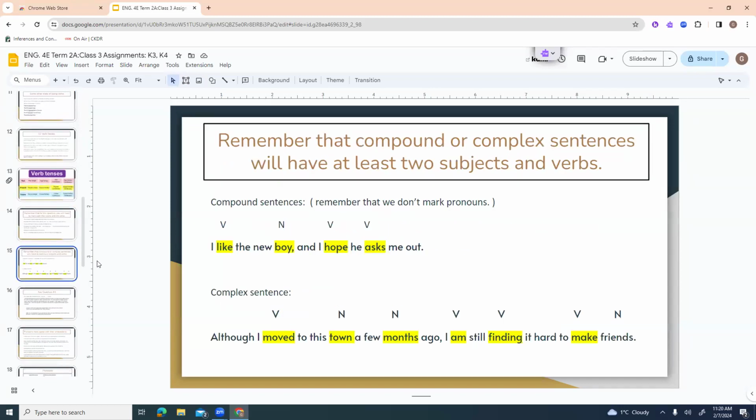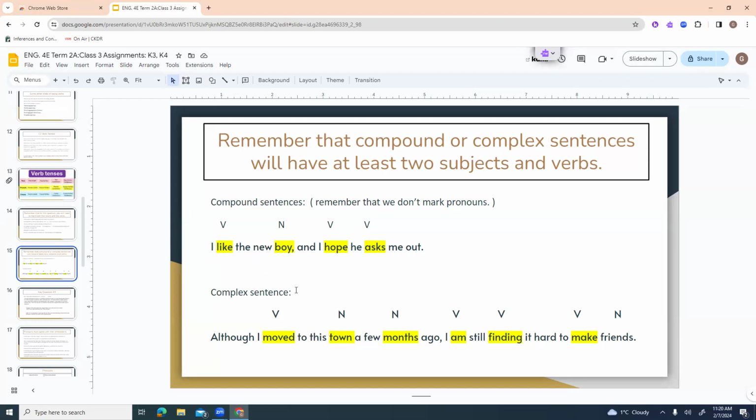There we are. Remember that compound or complex sentences will have at least two subjects and verbs. So a compound sentence, remember we join two sentences together. I like the new boy. So here's my verb. There's a noun. Now I've got a new sentence. So I'm going to have another verb at least. I hope he asks me out. Now this one doesn't have a whole lot of nouns because they use pronouns, and we're not going to mark the pronouns.